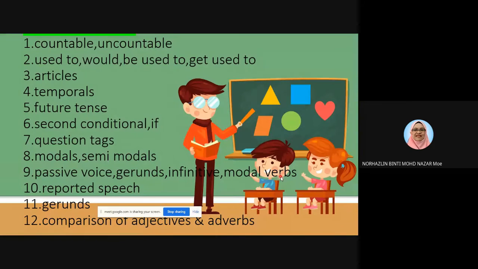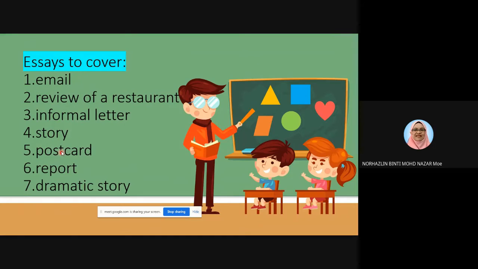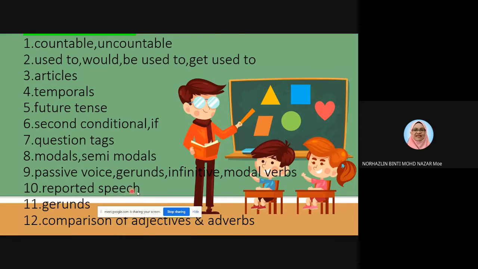Modal verbs. I hope you still remember macam mana guna modal verbs. If you were with me in set 1A, this is my favorite ni, modal verbs. No S, no ED, no ING. Reported speech. When to use reported speech? Why are you learning reported speech? Sebab sini, remember, the AC that we need to cover, tadi report ni. Report writing is a technical writing. You cannot simply use your own sentence structures. You have to follow the rules here, reported speech.